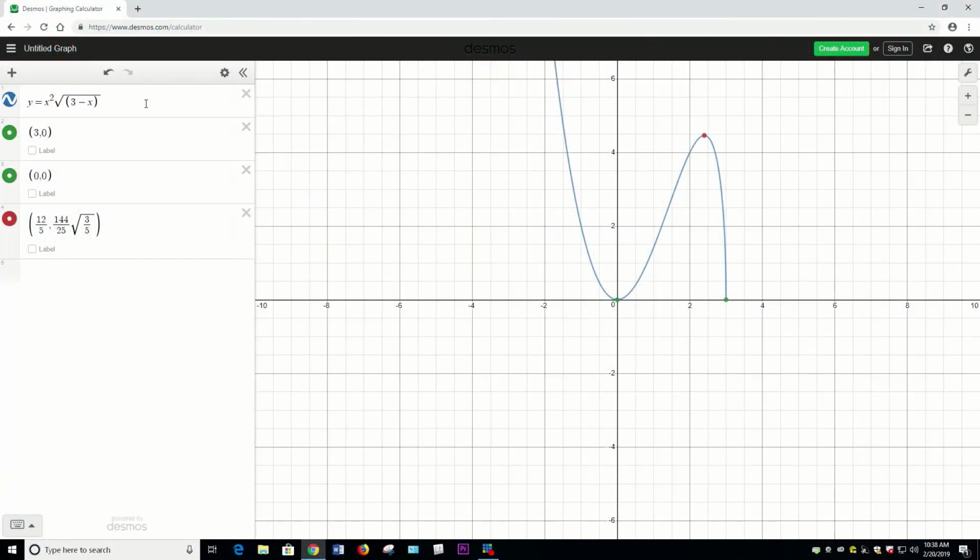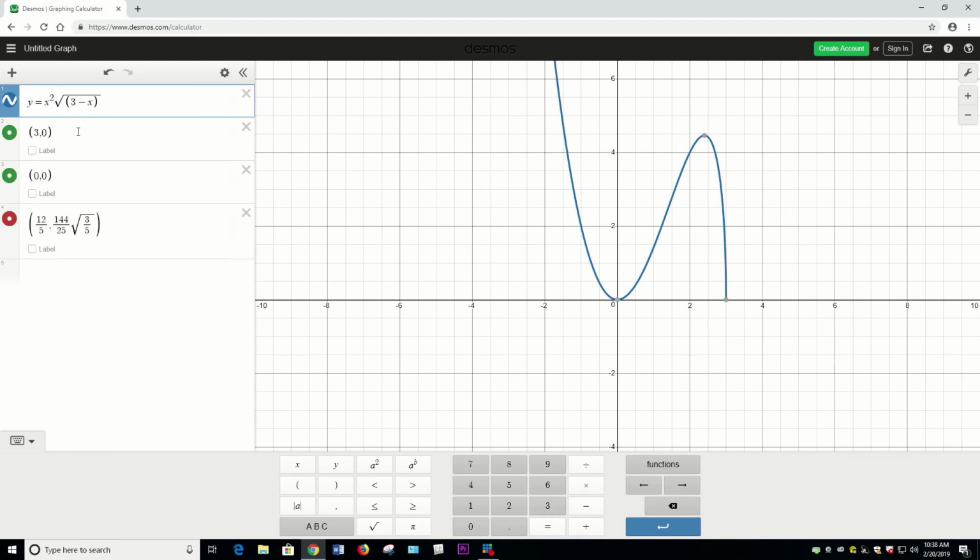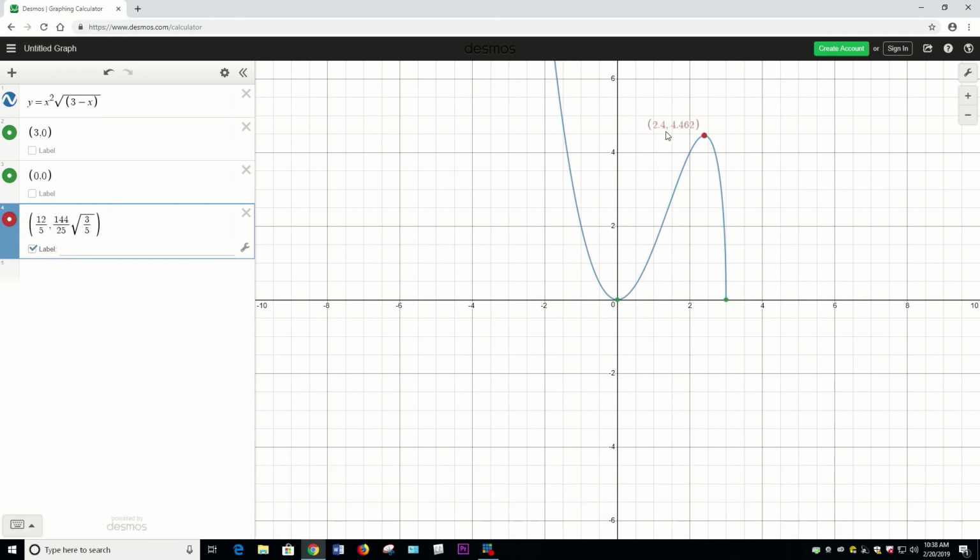So here you can see that I've graphed the function y equals x squared times the square root of 3 minus x. When you graph that, remember you probably need on your graphing calculator parentheses around the 3 minus x that you see there. I've also plotted a couple points here, one of them at 3, 0. That's our end point of that function, and a local minimum, another at 0, 0. And then you can see here I plotted that point 12/5 comma 144 over 25 times square root of 3/5. I'm on Desmos here. If I click label, it'll show me a decimal approximation for that point. So that's approximately where we expect our maximum value of the function to be.